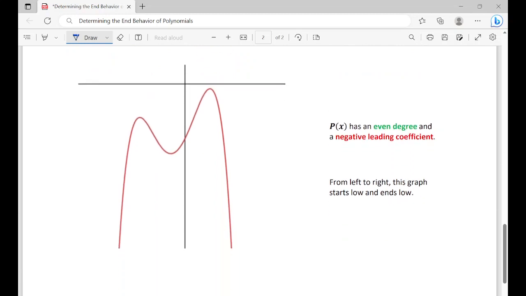And last, if p of x is an even degree and has a negative leading coefficient, it's going to start low, go up, do something, and then go back down. So if your degree is even and your leading coefficient is negative, it's going to start low, go up, and then end low.